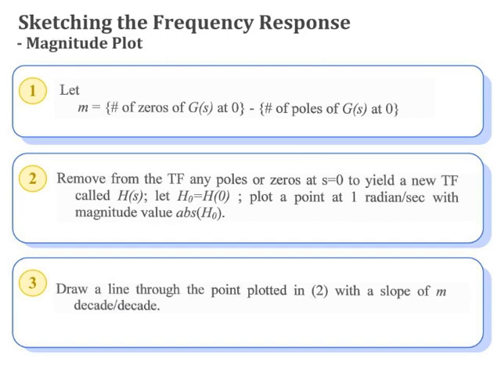In the third step, we'll draw a line through the point we just plotted with a slope of m decade per decade. So here we're using this integer value we found in the first step to determine the slope of this asymptotic line, which will go through the point we found in step 2.